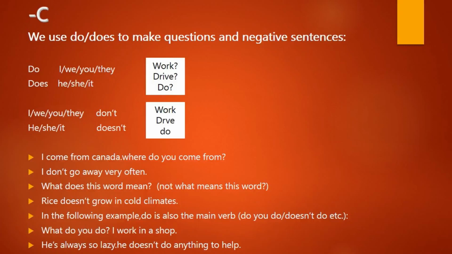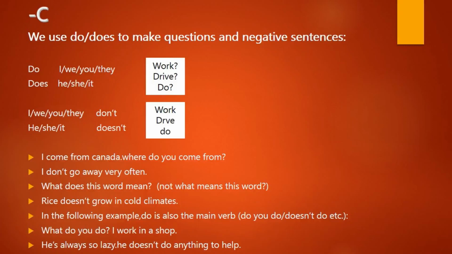Here are some question and negative sentence examples. First example, I come from Canada. Where do you come from? Second example, I don't go away very often. Third example, what does this word mean? Not what means this word. Fourth example, rice doesn't grow in cold climates.